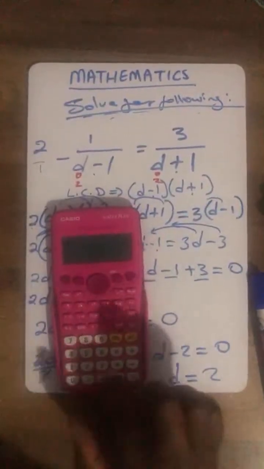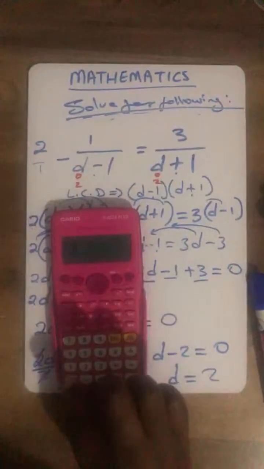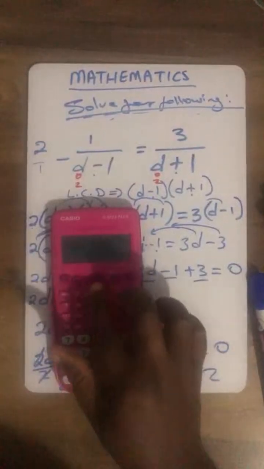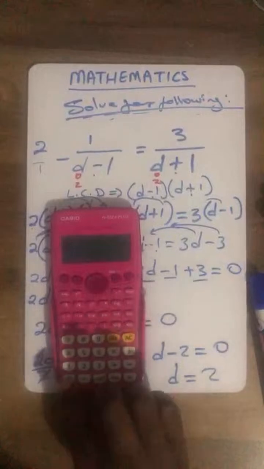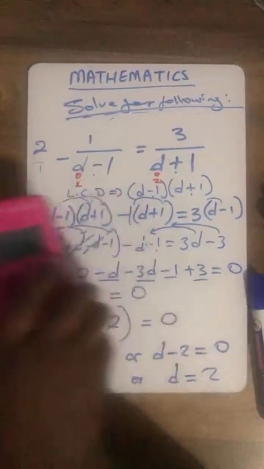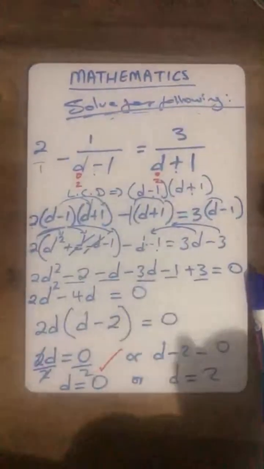So you need to say 2 minus the fraction 1 over, let's start with 0, minus 1. We get 3 there. And then on the other side, it is the fraction 3 over 0 plus 1, which is 3. So that means this answer of 0 is correct.